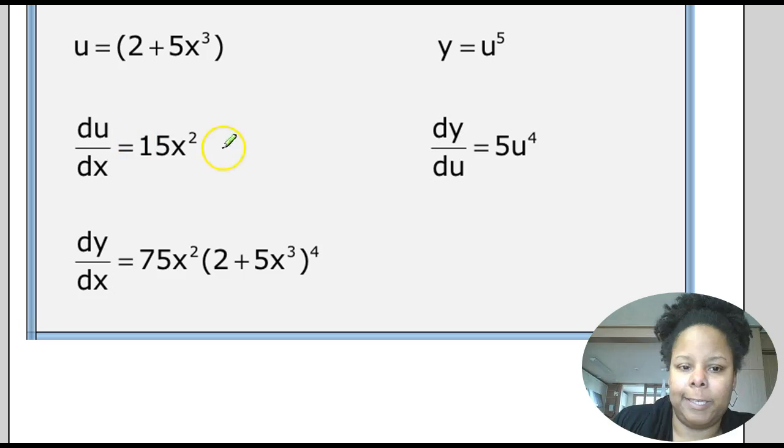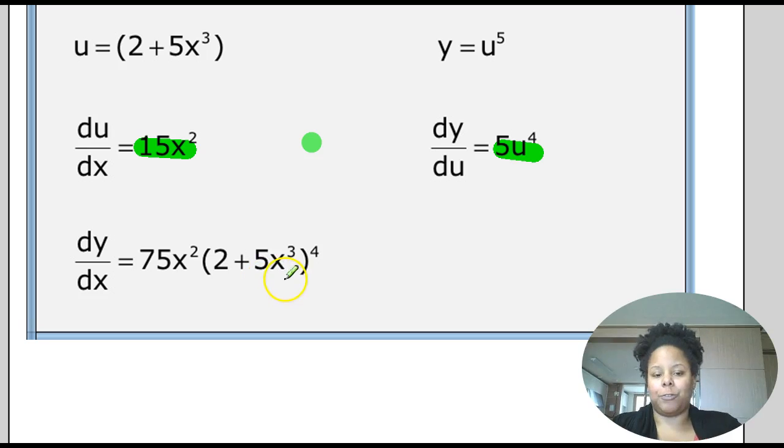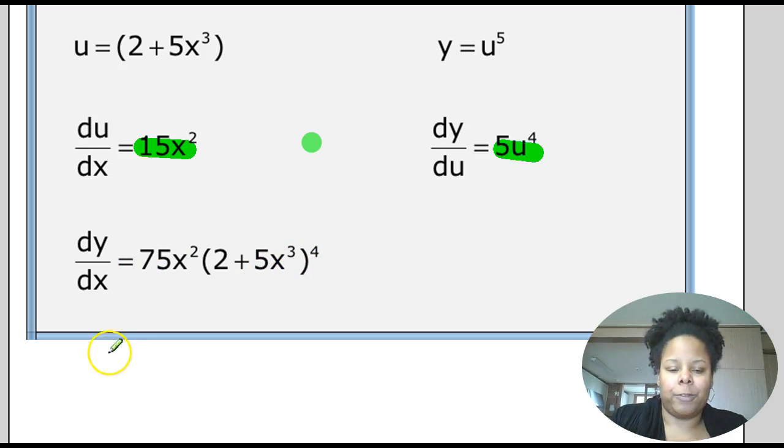we multiply these two things together: 15x squared times 5u to the 4th. Well, 15 times 5 is 75, and x squared times u to the 4th. And then at the end, we can replace u with what u is equal to, which is 2 plus 5x to the 3rd. And that's another way, using what I call substitution.